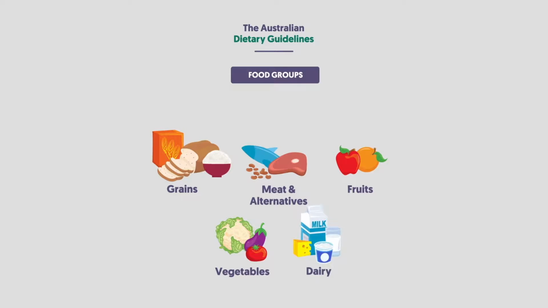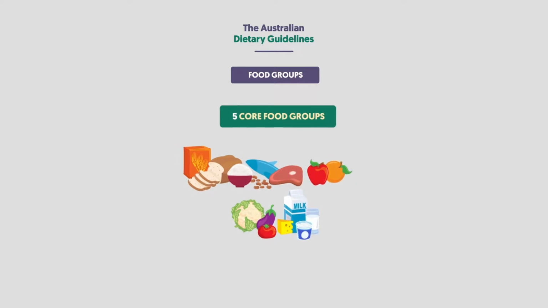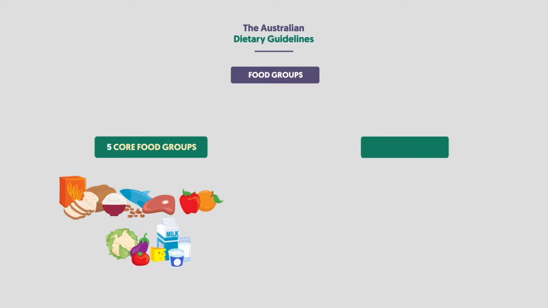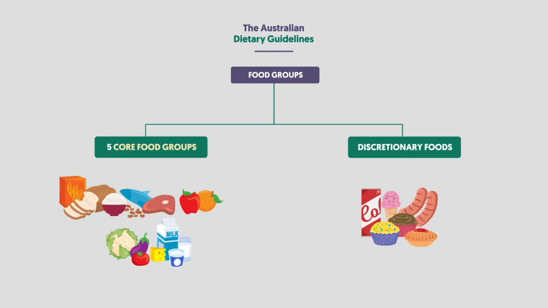On one hand, we have the foods that we should eat every day. They are called the core food groups, and there's 5 of them, as you can see on the screen. On the other hand, there are foods that we should eat only occasionally. These are known as discretionary foods, and here are some examples.